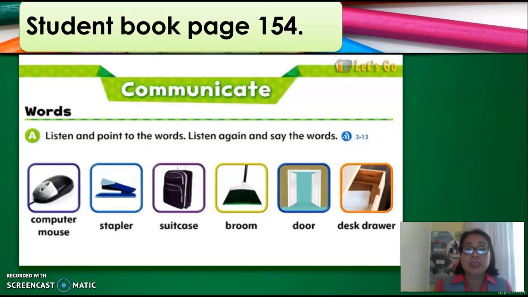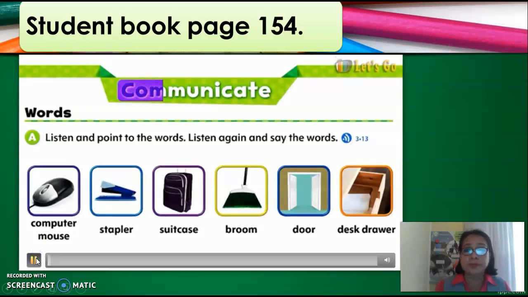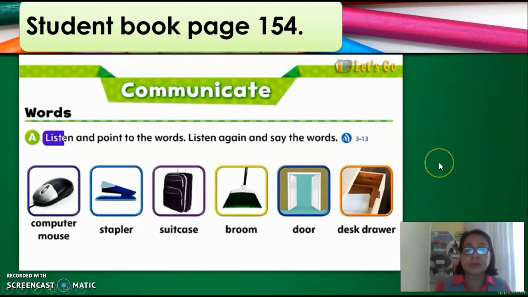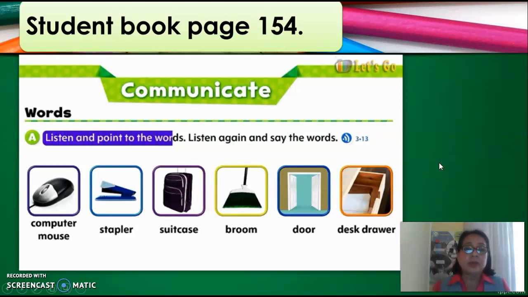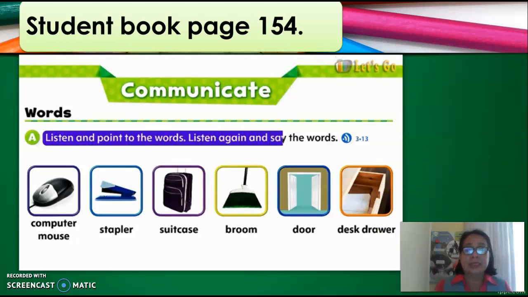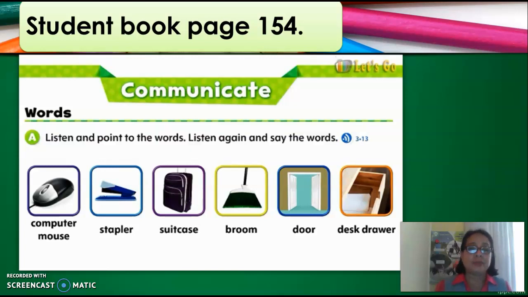Well, this is the student book page 154. Please write the date on the top and listen and point to the words. Listen again and say the words. Here we go. Communicate. Words. A. Listen and point to the words. Listen again and say the words.